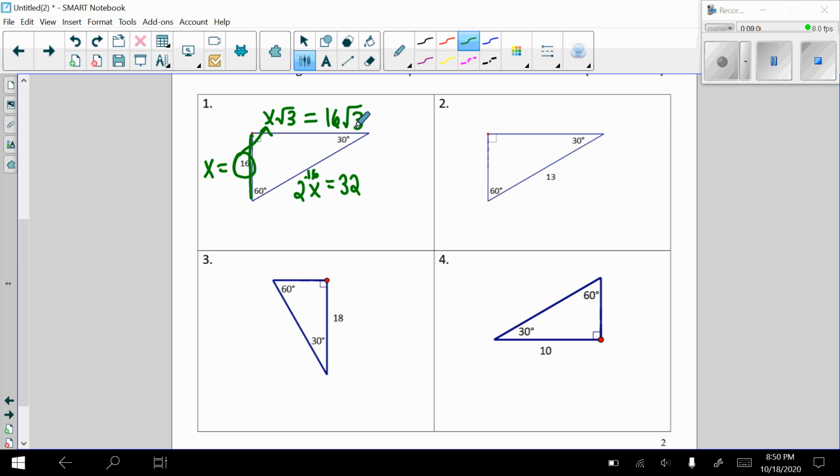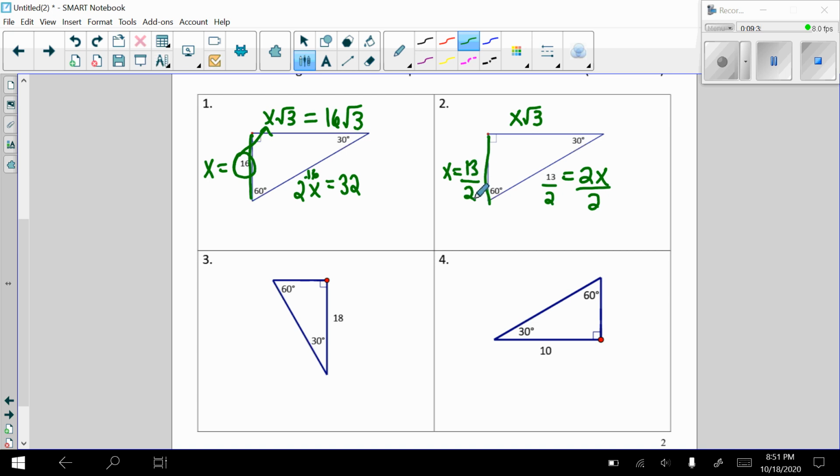Number 2. Again, here's my short side. I like to do that one first. That's going to be x. The side that I was given was the hypotenuse, which is represented by 2x. And the medium side is x times the square root of 3. So what I'm going to do here is I'm going to solve for x. So I will divide by 2 on each side, which gives me 13 over 2.